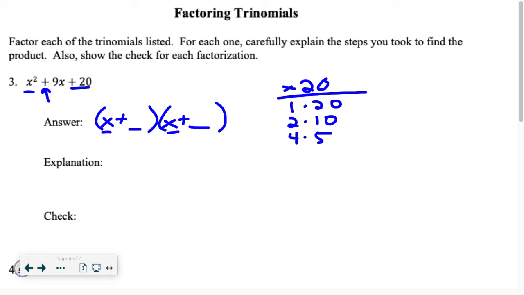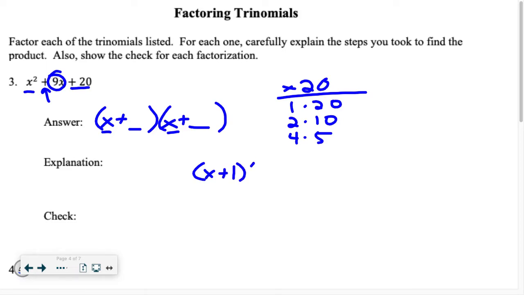But here's the thing. If all three of these are factors of 20, I could put any of them in there. The problem is, what is going to result in a 9x in the middle? So logically speaking, I can try checking everything. Let's just try it out real quick because there's not that many options.